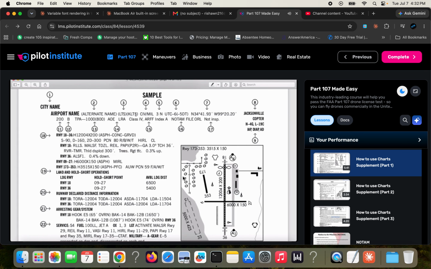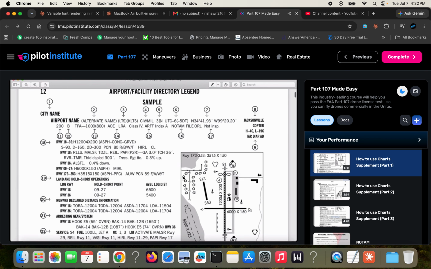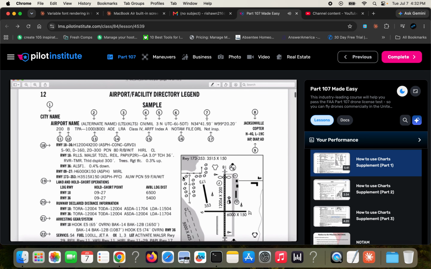And then here's going to be the airport identifier, which is going to be a 3 or 4 letter identifier. We've talked about this before. If it's a civil military airport. And then number 5 here is going to be the distance from the city itself, the city that's in number 1 up here. So 3 miles to the north of the city name is going to be number 5 right here. Number 6 is going to be the UTC code. It's 6 hours behind, and during daylight savings, it's going to be 5 hours behind. Number 7 is going to be the airport reference point, the coordinates for the airport reference point.